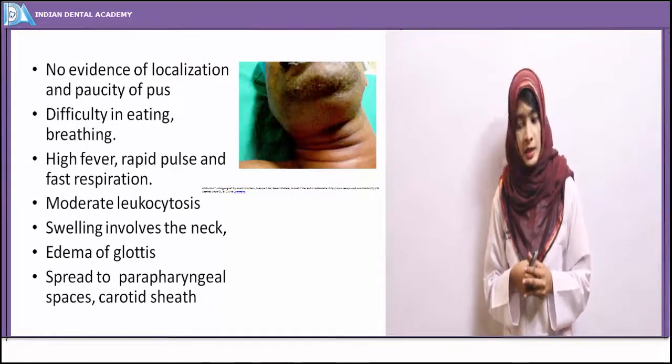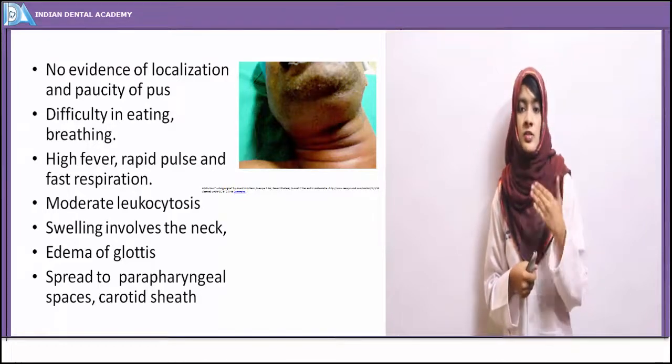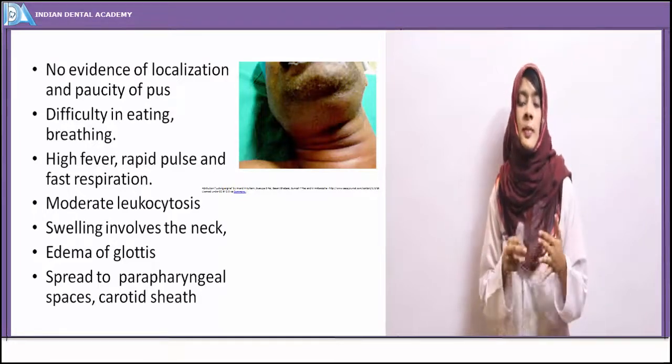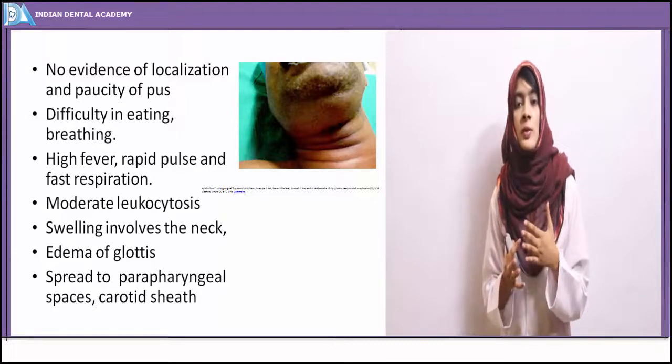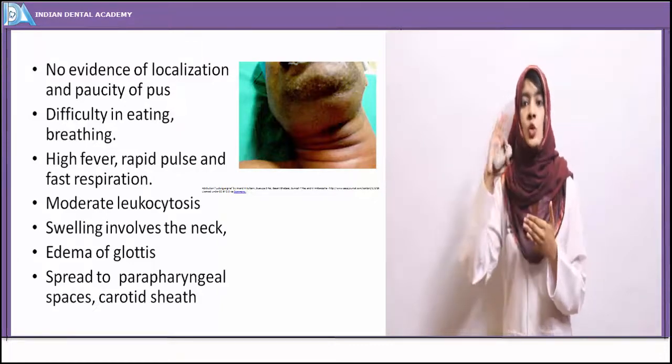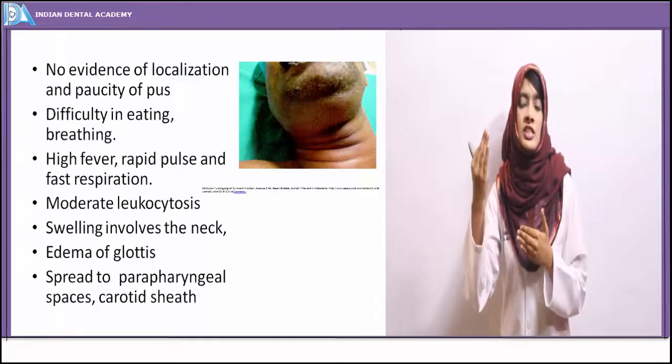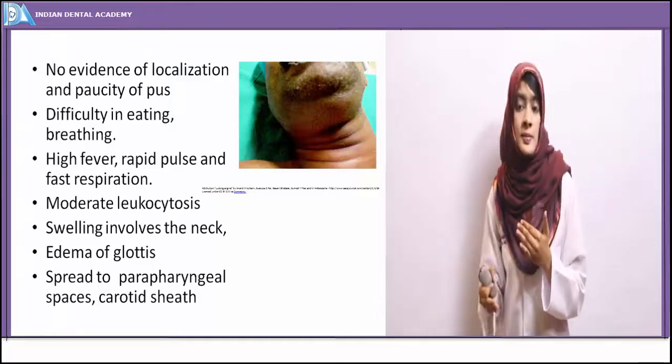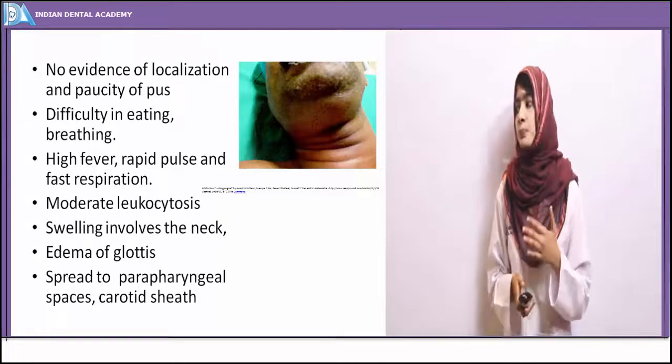And if the inflammation is involving the lateral pharyngeal space or the parapharyngeal space, it is a dangerous one, because these infections can involve the carotid sheath and spread either to the skull, causing cavernous sinus thrombosis, or directly to the mediastinum.